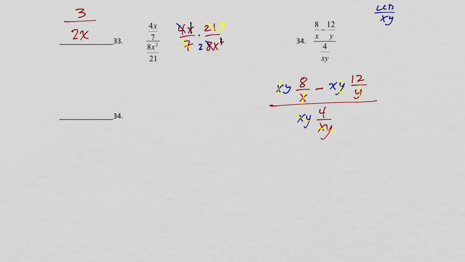So you end up with 8y minus 12x over 4. But this is not a simplified fraction because I have 3 terms, 1, 2, 3, and they're all divisible by 4. So this becomes 1, cancels and becomes a 2, and becomes a 3. So the final answer is 2y minus 3x. And don't put it over 1 because that's an unsimplified fraction.